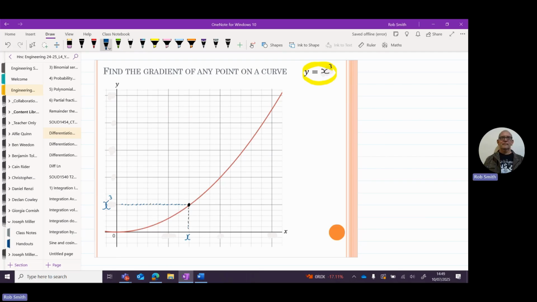So that's my first coordinate. I can write it in coordinate form. It's going to be x, and then the y value is going to be x to the power 3. So I'm going to identify this as my first coordinate. I'm going to call this x1, and I'm going to call this y1.